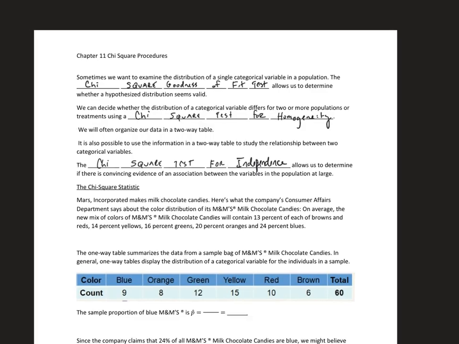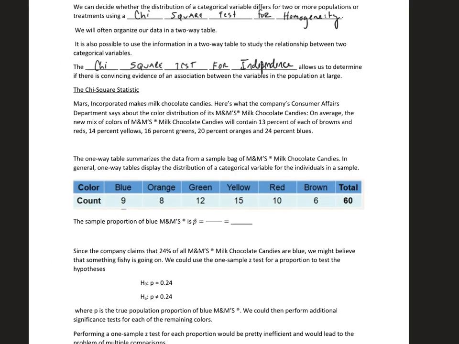The one-way table summarizes data from the sample of M&M's milk chocolate candies. In general, one-way tables display the distribution of a categorical variable for the individuals in the sample. The sample proportion of blue M&M's, so p hat in this situation, we have 9 out of 60 of those M&Ms, and 9/60 is about 15%.